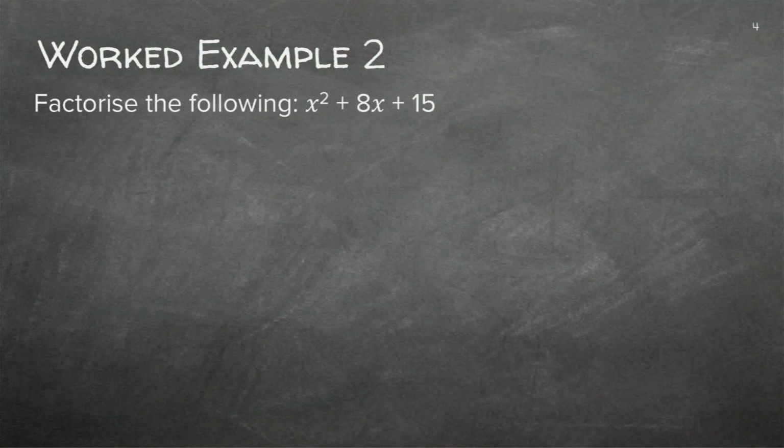So you are given now the second example. Factorize the following: x squared plus 8x plus 15. First rule, check for any common factors, but you don't have any common factors there, so you simply open two brackets. As you open two brackets, factors of the first term and the last term. So what are factors of the first term? Factors of x will be x and x.